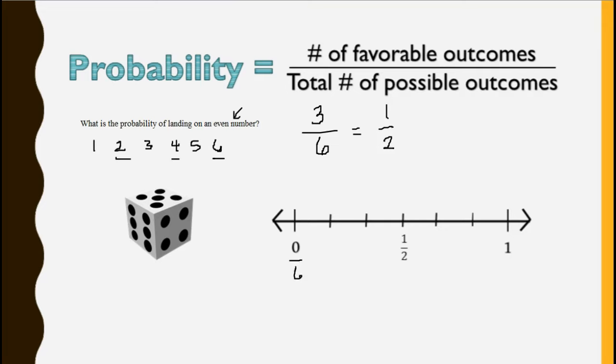So this would be like 0 out of 6, 1 out of 6, 2 out of 6, 3 out of 6, or 1/2, 4 out of 6, 5 out of 6, or 1, which is the same as 6 out of 6. So the way that you would put that on a number line is just to land it right where it should be. 3 out of 6 is right in the middle. So the probability would be 1 in 2 chances, or 3 out of 6 chances, of getting an even number.